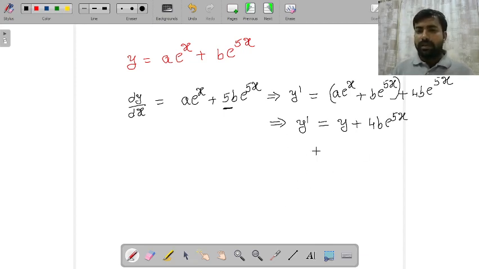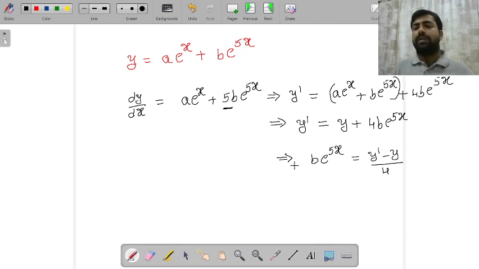Okay, so now from this you can actually write what is b into e power 5x. So what is b into e power 5x? Or in other words, b into e power 5x equal to y prime minus y divided by 4. So wherever you see this b into e power 5x, you can actually replace it by y prime minus y by 4. Okay.